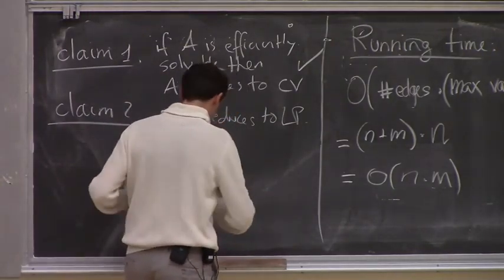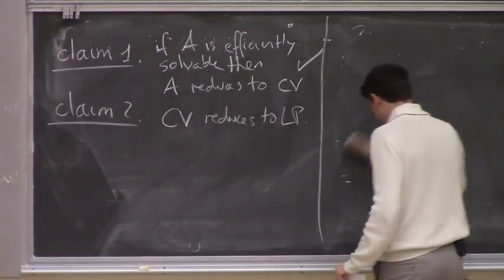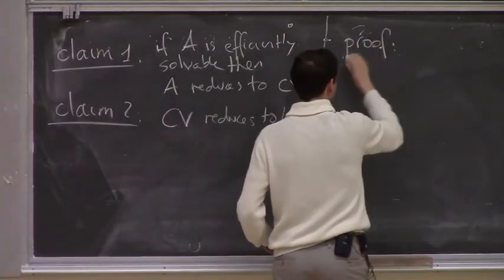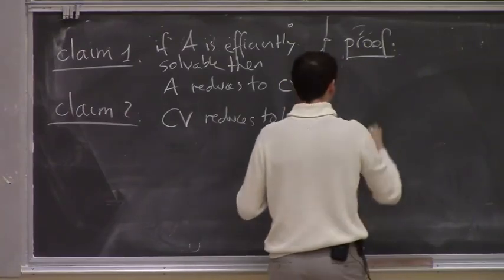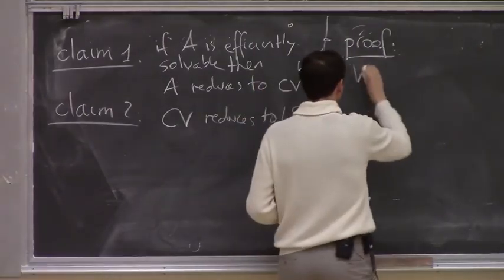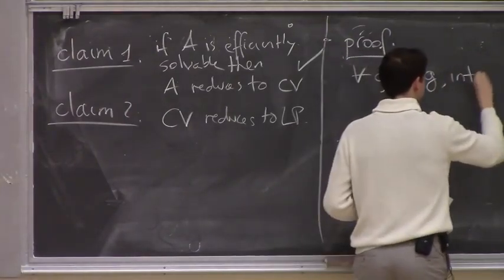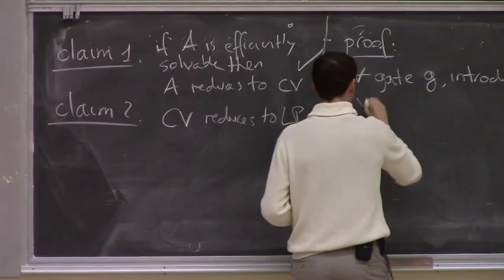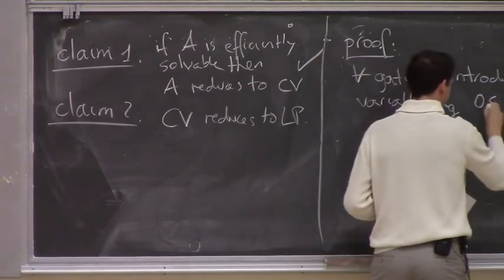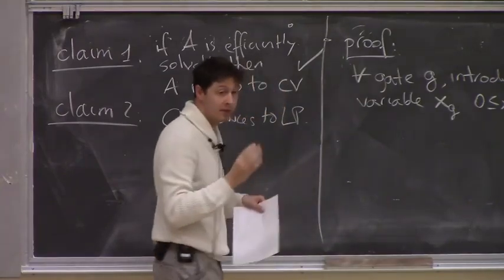So we have to write a linear program, okay? So we need to introduce variables and constraints, right? So for every gate G, introduce a variable x sub g with the constraint that it is between 0 and 1. Okay, that's a linear constraint so far. Okay, now we have as many variables as there are gates.